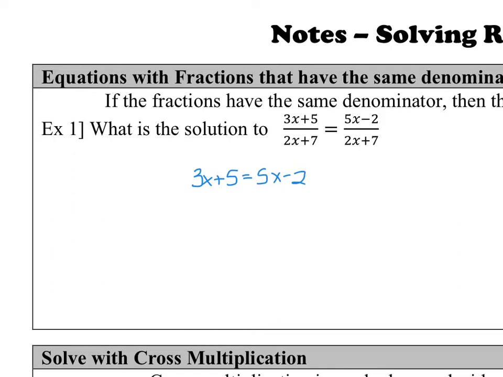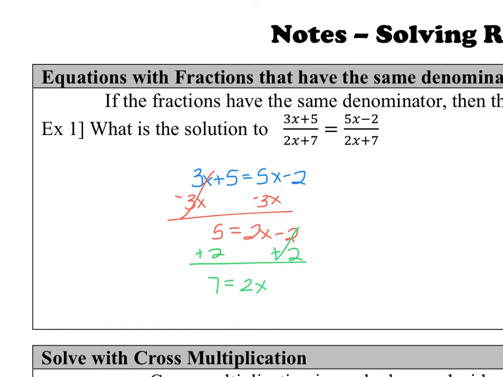We're going to solve this, so that means I'm going to move all my x's to one side of the equal sign. 5 equals 2x minus 2. Get rid of the constant. Add 2, add 2. 7 equals 2x. And then divide by the coefficient. So in this case, the number that makes both of these fractions equal is x equals 7 over 2.